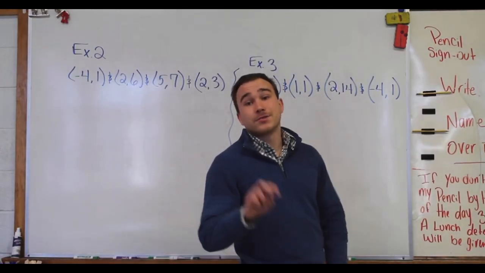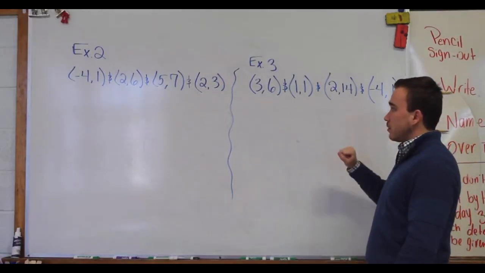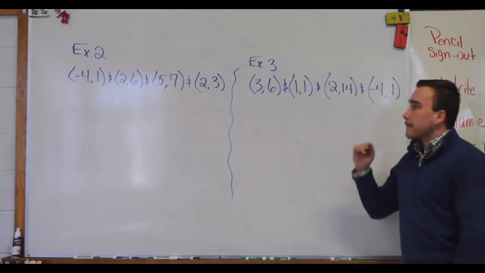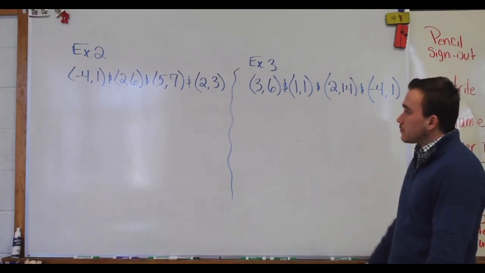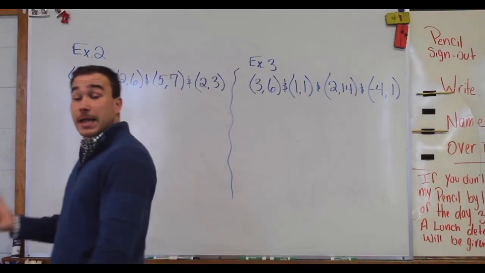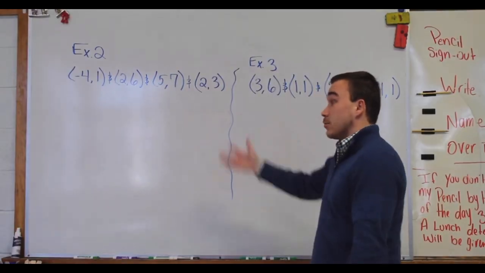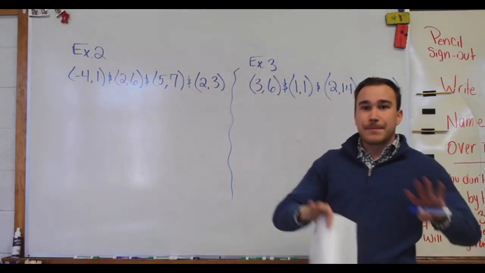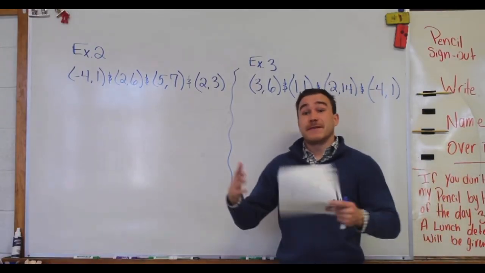Alrighty, so we got 2 examples up on the board. If you want to, you can pause the video and write down the examples, whatever makes it easy for you. Clearly these examples look a little different than the last one, because these ones are in ordered pairs. The last one was in a chart. We're going to do the same thing. We're still going to make an arrow chart, and we're still going to figure out if it's a function or not.